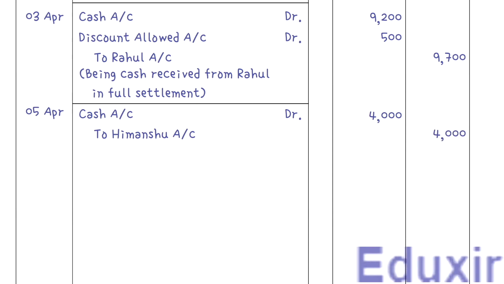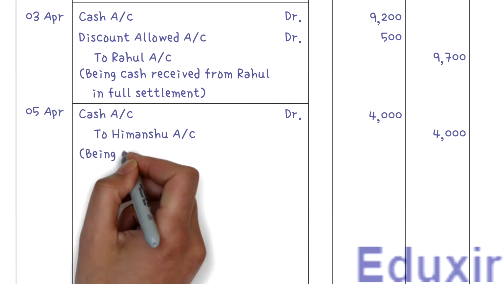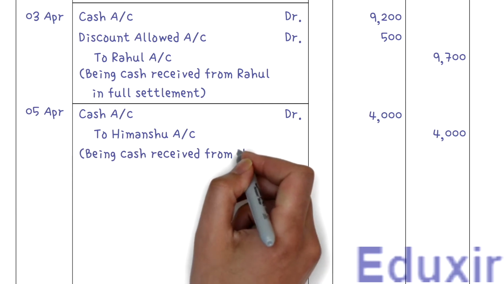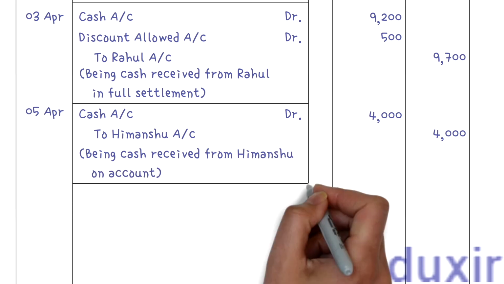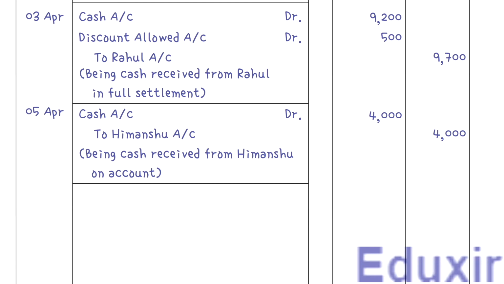Let us now record the narration or description of this transaction, that is, being cash received from Himanshu on account. Let us now draw a line to mark the completion of generalizing of this transaction. With that, we have completed the generalizing of this transaction. Let us now take up the next transaction.